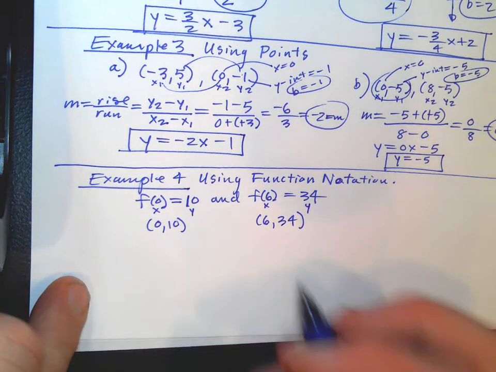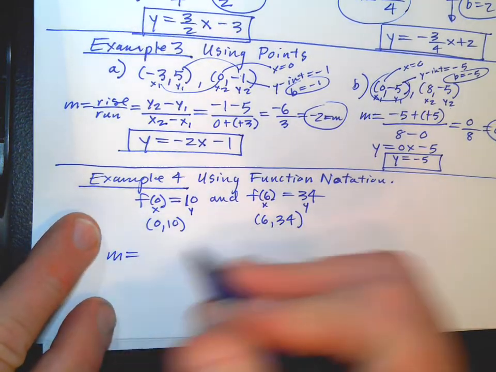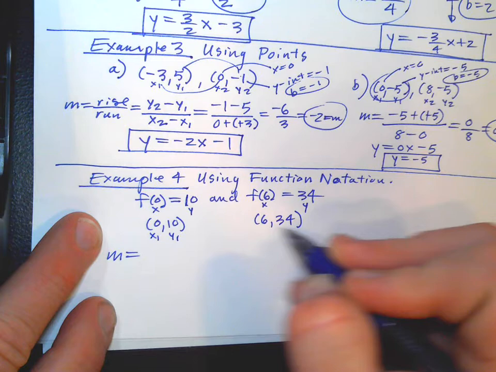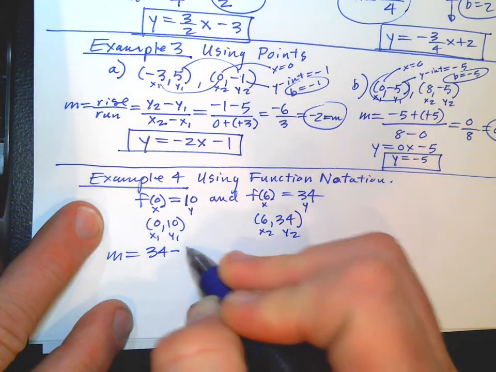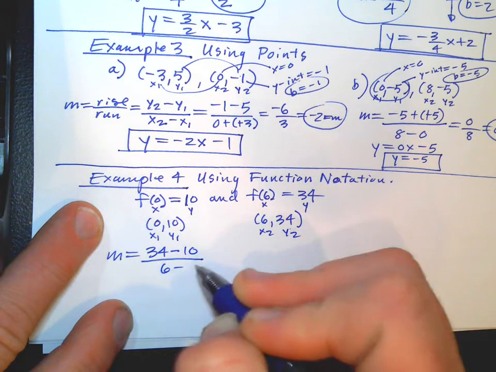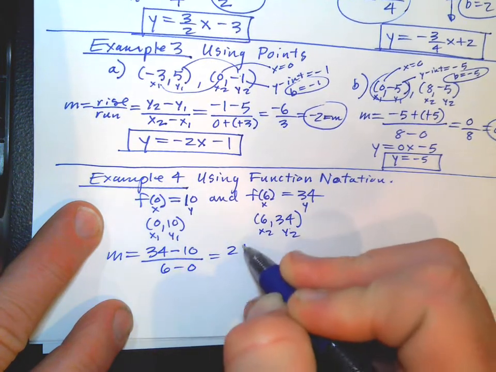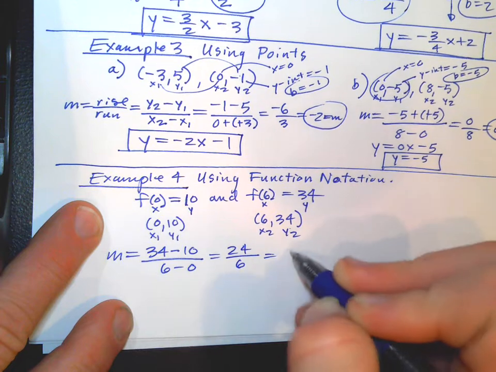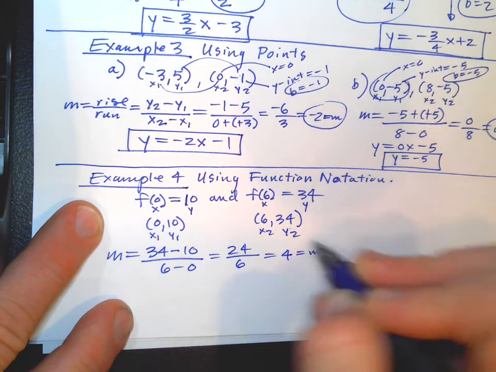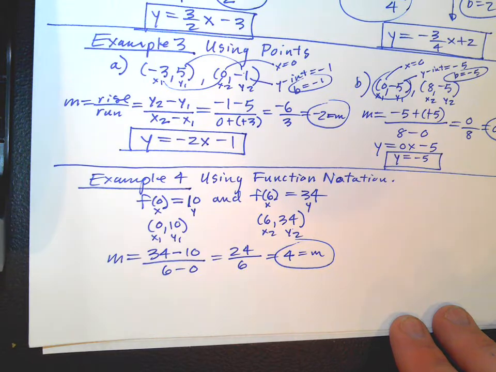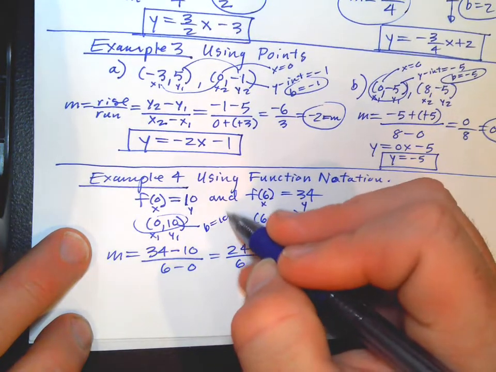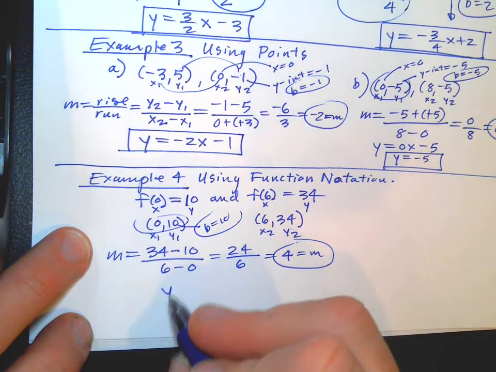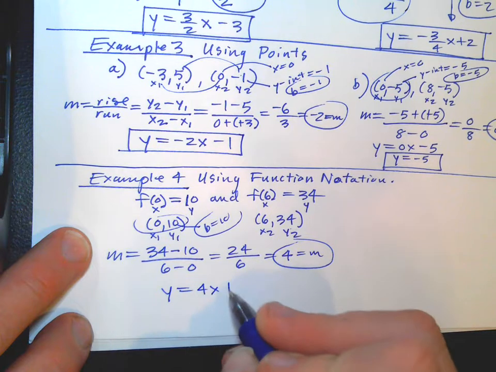So we need to find our slope: x1, y1, x2, y2, change in y, rise, 34 minus 10, over 6 minus 0, 24 over 6 equals 4. So we've got our slope, and here's your y-intercept, b equals 10. So your answer is going to be y equals 4x plus 10.